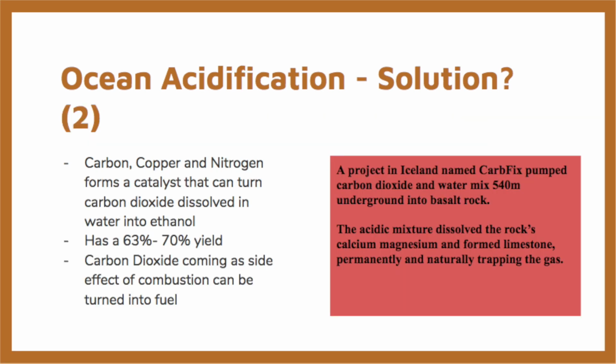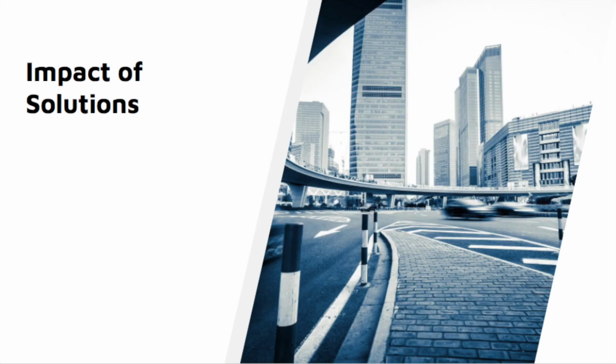Another method of carbon dioxide removal can also be effective at turning carbon dioxide in the air into fuel, but in this case, the fuel is ethanol. A catalyst made from carbon, copper, and nitrogen is used to trigger a reaction with solution from carbon dioxide dissolved in water, and the process is currently being tested to improve its efficiency, as it currently has a yield of 63 to 70%. But nonetheless, it's a method to reduce carbon dioxide from the air with side effects that are beneficial, as carbon dioxide can now be turned into ethanol, which can be used as fuel.